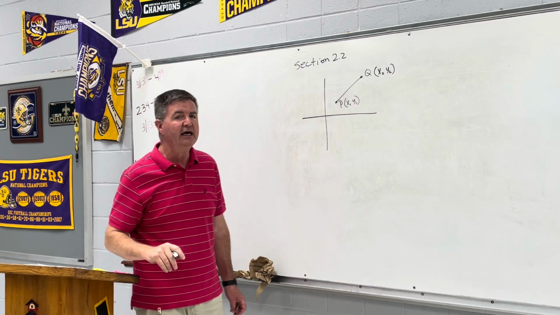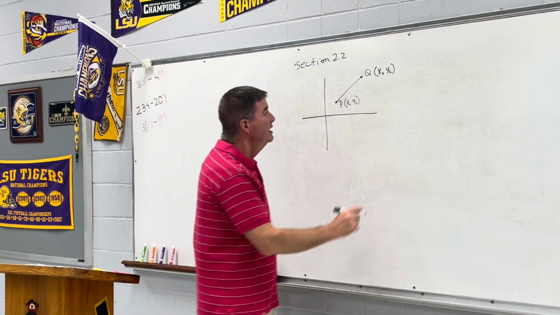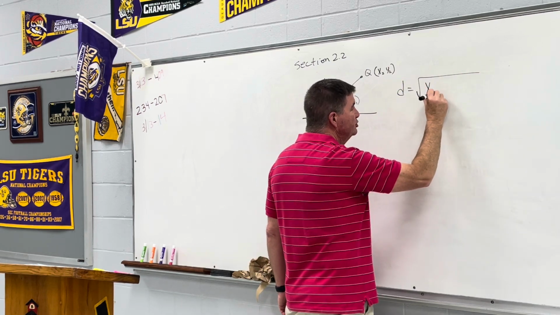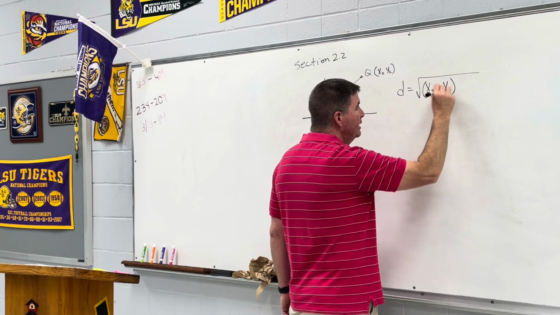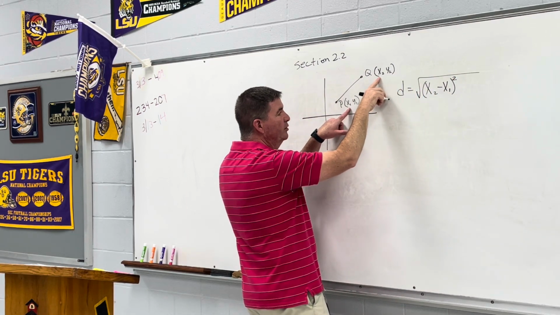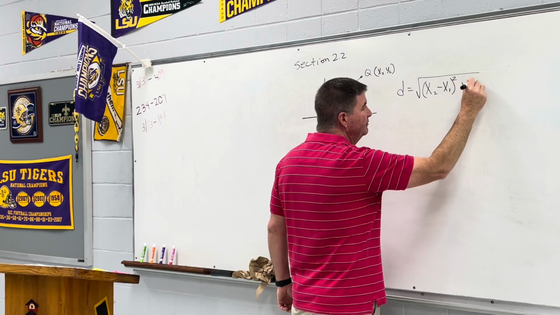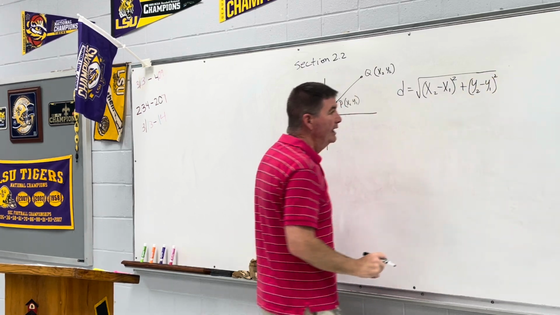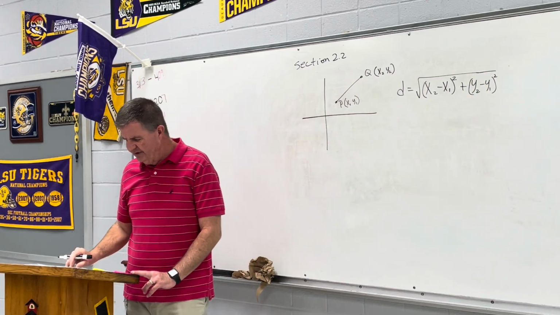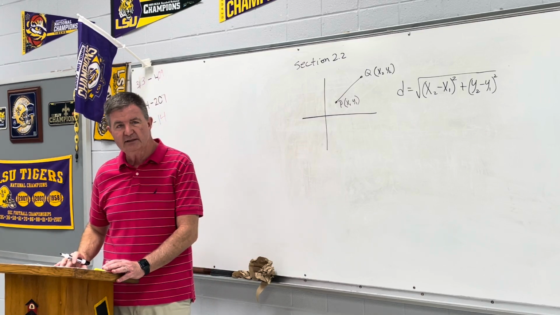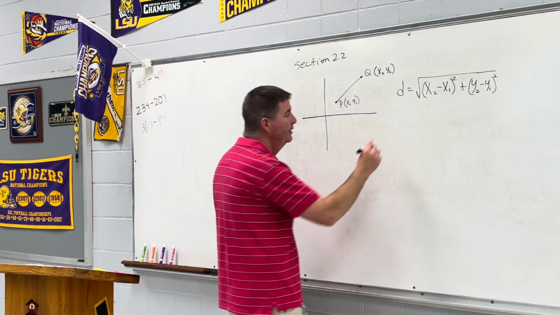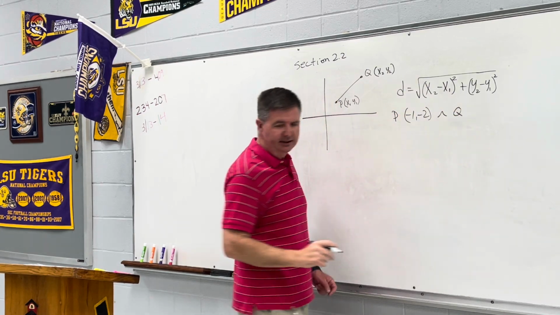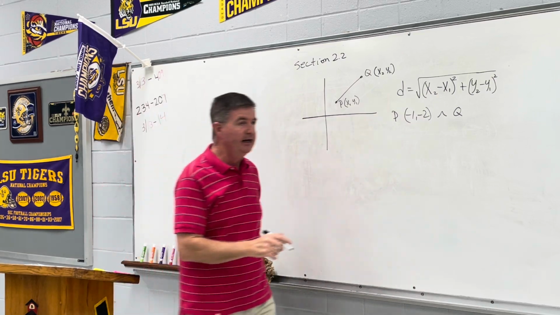The distance formula, again, I said was derived from the Pythagorean theorem, and the distance formula is going to be the square root of X2 minus X1 squared. So it's the difference of the X coordinates plus the difference of the Y coordinates, which would be Y2 minus Y1 squared. Now, in the first example, it says find the distance between the 2 points, and they give us that P is -1, -2, and Q is going to be -7, 8.